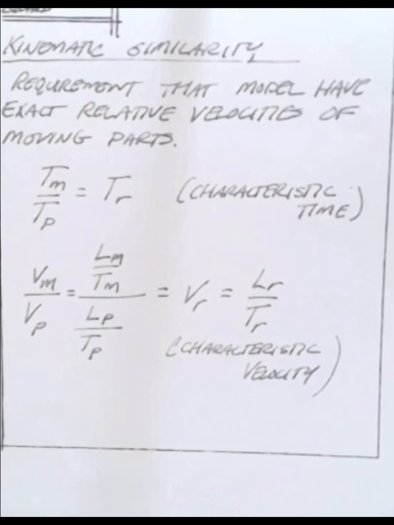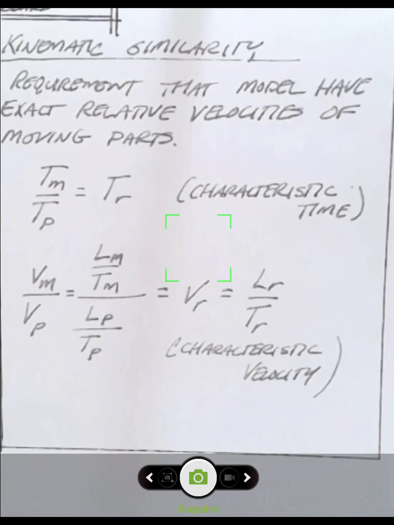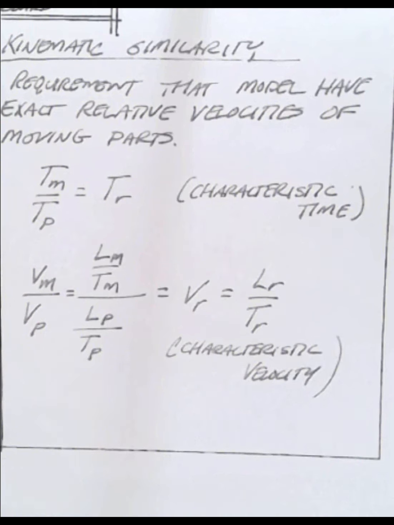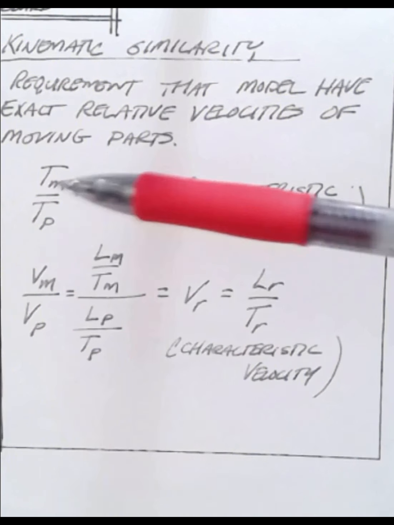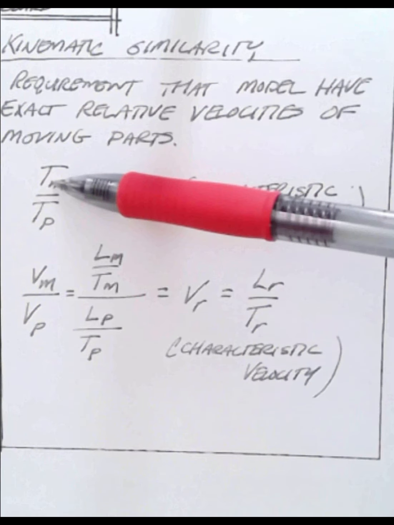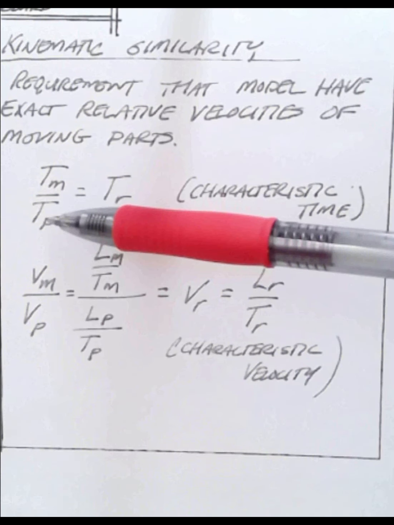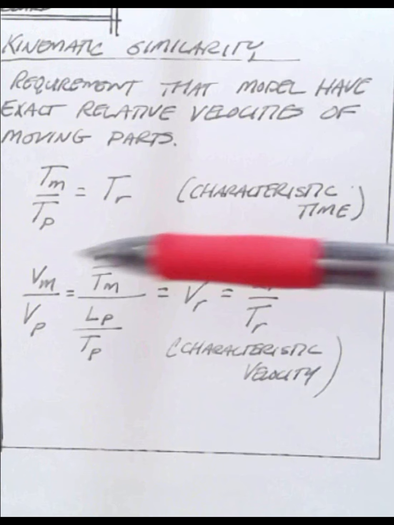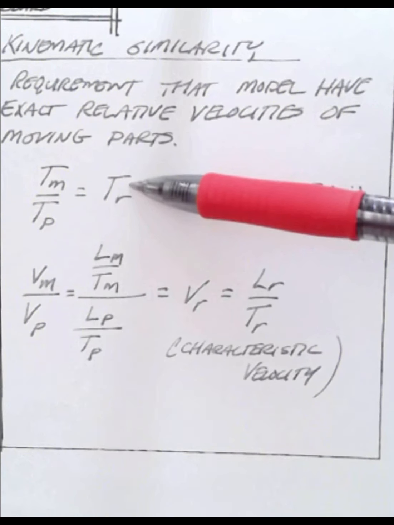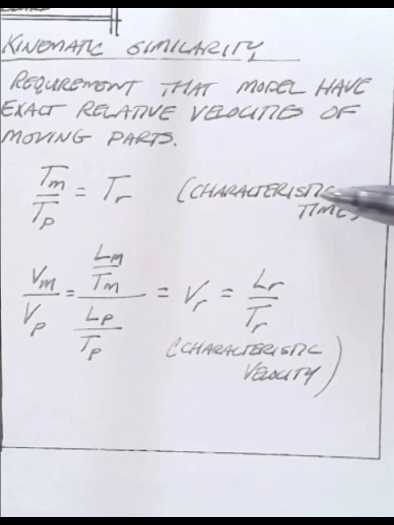Second type of similarity is called kinematic similarity, and this is the requirement that the relative velocities of the moving parts in the model share the same relationship as in the prototype or the full-scale situation. So if we look at a time ratio, whatever time elapses in the model divided by an elapsed time for the same kinematic behavior in the prototype, that ratio is called the time ratio, T sub r. I like to call it a characteristic time.